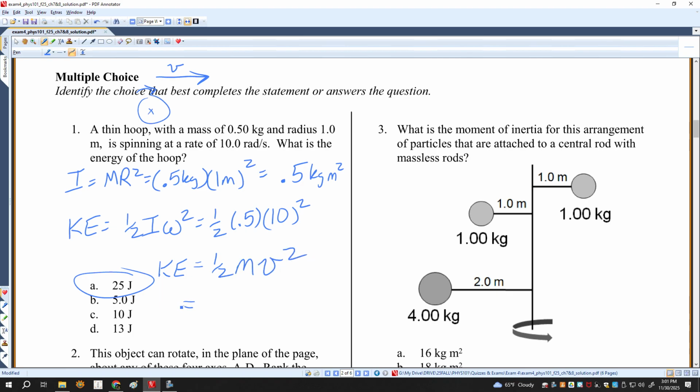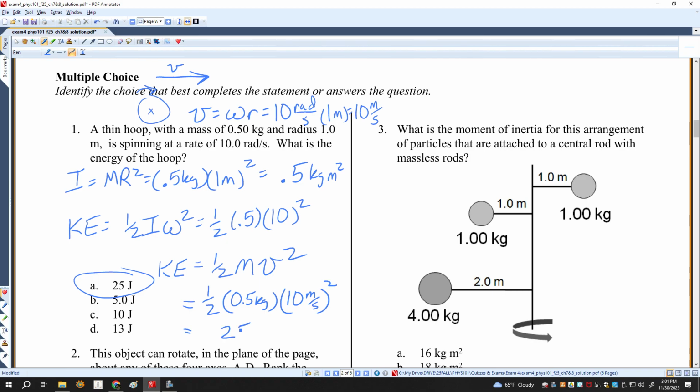Not for this problem, because it doesn't have a translational motion, but if it did, if it were instead not just spinning but rolling, that would be 1/2 of m, which is 0.5 kilograms. And then I need to determine v. I'll do that up here. V is equal to omega times r. That would be 10 radians per second times 1 meter, or 10 meters per second.